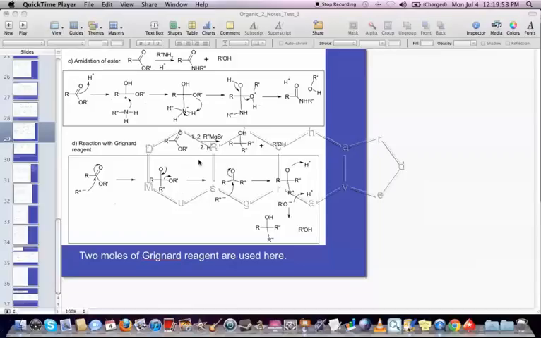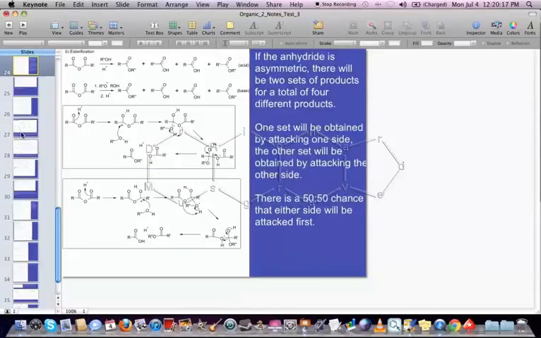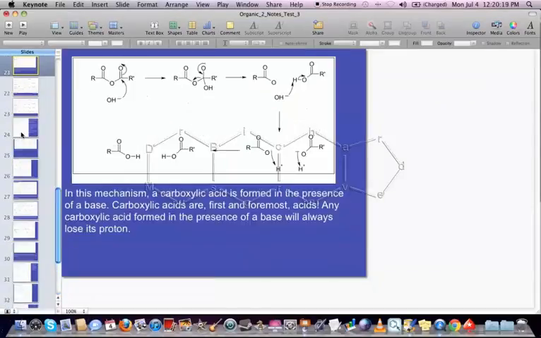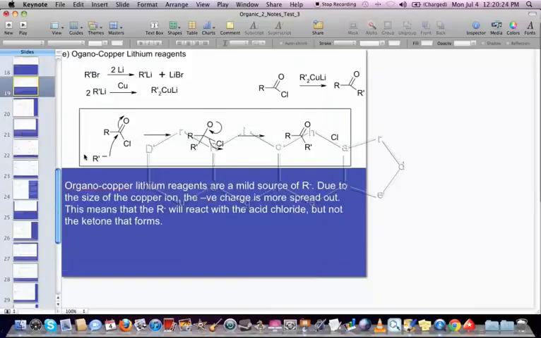Now, a look at the reaction of esters with Grignard reagents. What we're seeing here is the addition of two equivalents of Grignard reagent to an ester, and we end up getting a tertiary alcohol as a product. If you think way back to the reaction of organocopper lithium reagents, you'll remember that we used one equivalent of a Grignard-like reagent, an organocopper lithium reagent, to form a ketone.